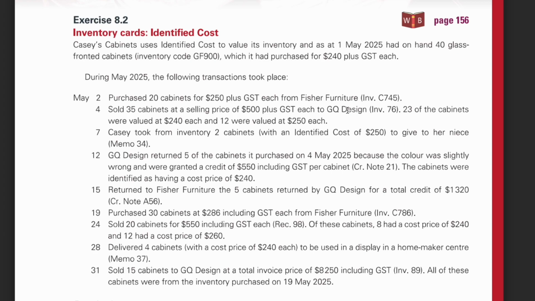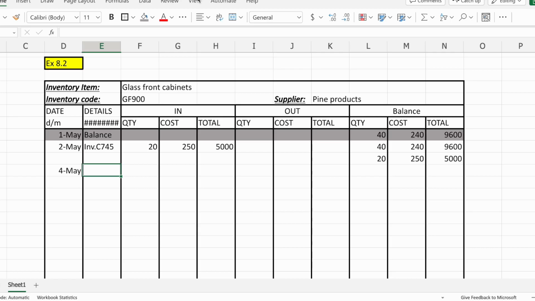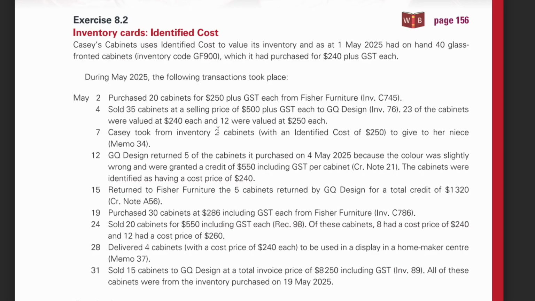Did they give us a source doc? Yep, invoice 76. Okay, let's see what they're asking us. So sold 35 cabinets at a selling price of $500 plus GST. All right, sweet. So they said 23 cabinets were valued at 240 and 12 were valued at 250.